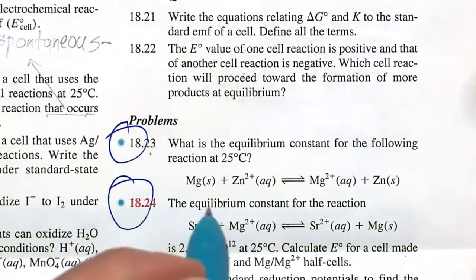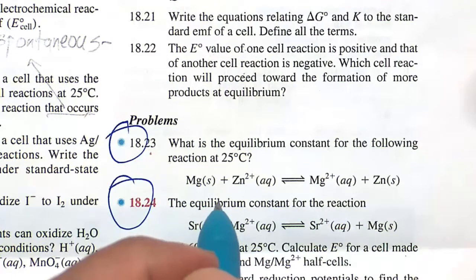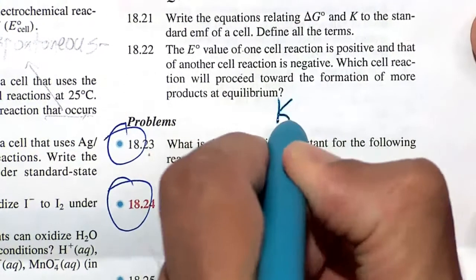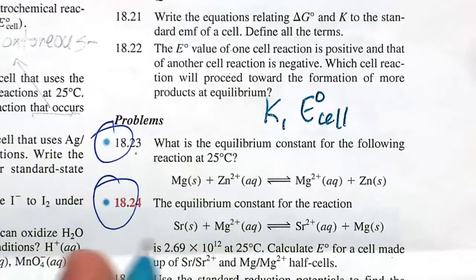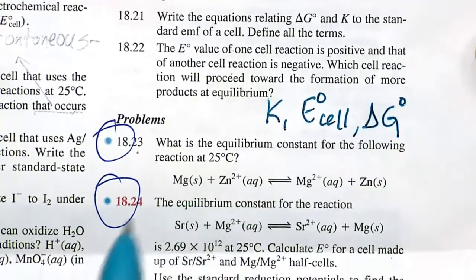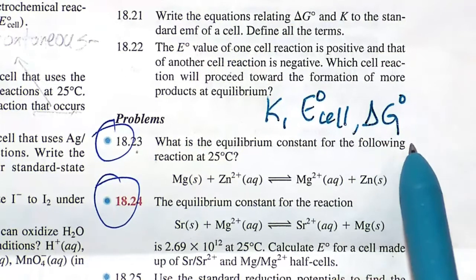In this problem, we will find the equilibrium constant of an oxidation-reduction reaction. There are several equations that relate the equilibrium constant K, the E cell, which is cathode minus anode, the voltage of the battery, and also delta G at standard state, which is the free energy, whether the reaction is exergonic or endergonic.